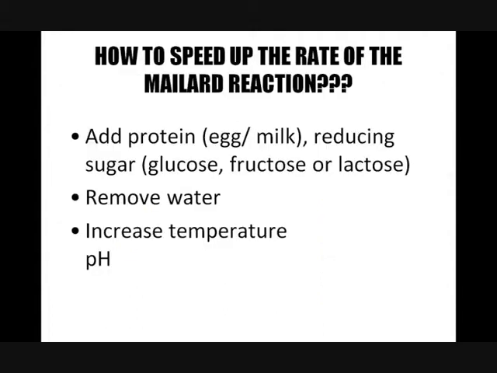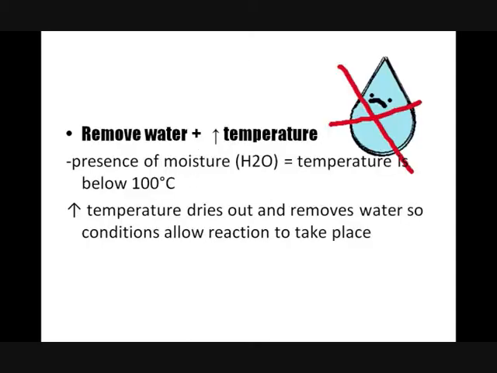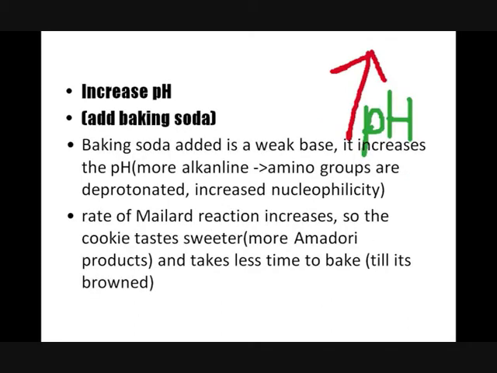The Maillard reaction needs to be controlled to produce the best cookies. This can be done by adding protein or reducing sugar, removing water, increasing the temperature or pH. Addition of protein provides a protein source for the reaction, while reducing sugars provide a source of sugar. By increasing the temperature, more water is removed, so the reaction can take place faster. Increasing the pH makes the cookie more alkaline, and so the amino groups are deprotonated, hence increasing nucleophilicity. All these factors cause the Maillard reaction to speed up, so the cookie will taste sweeter as more Amadori products are formed.